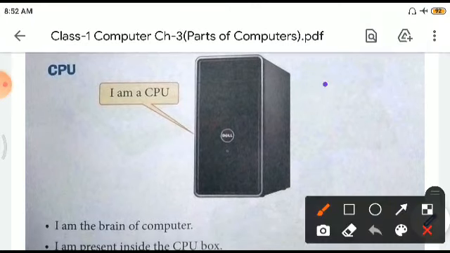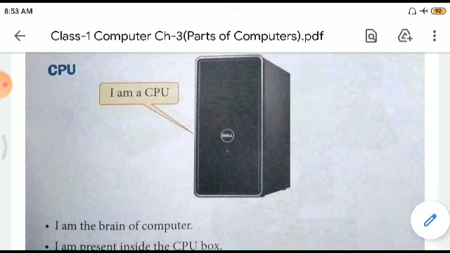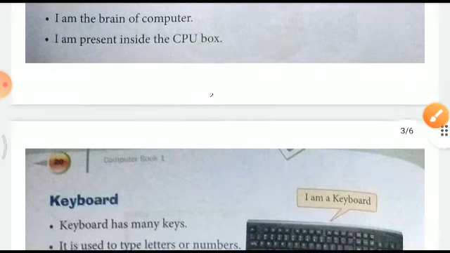Now, this is CPU. See, children, this box is CPU. Many a times we find it under the table, in a corner it is placed, or there is some cabin for it, or maybe on the left or right of the computer screen it is placed. I am the brain of the computer. I am present inside the CPU box.